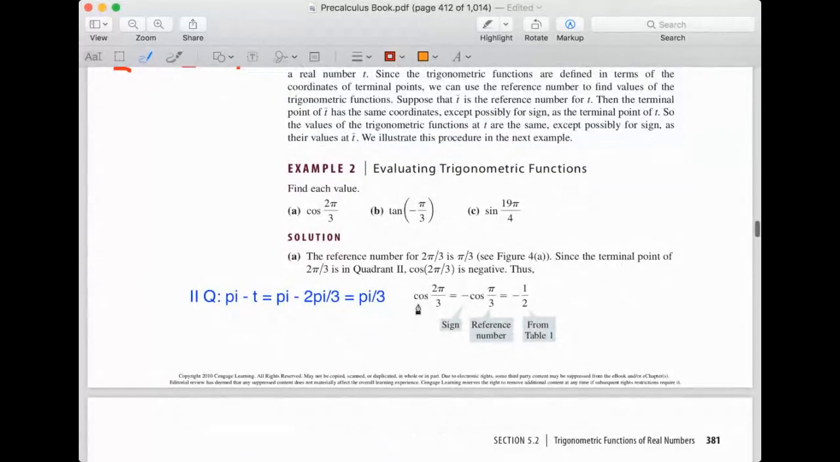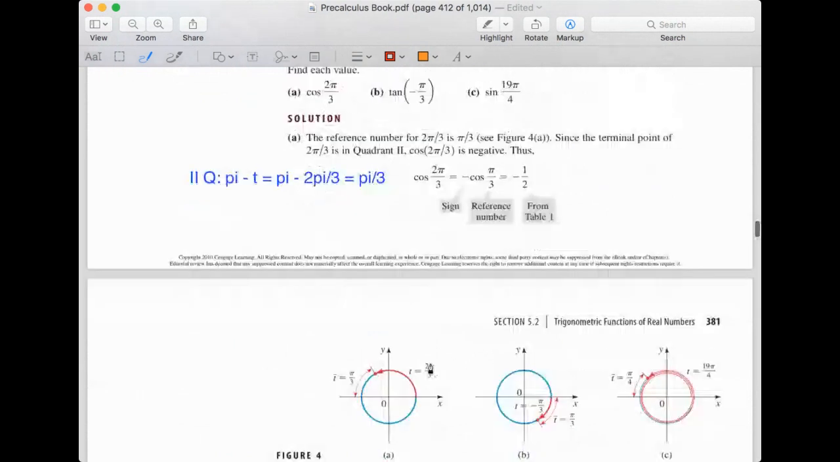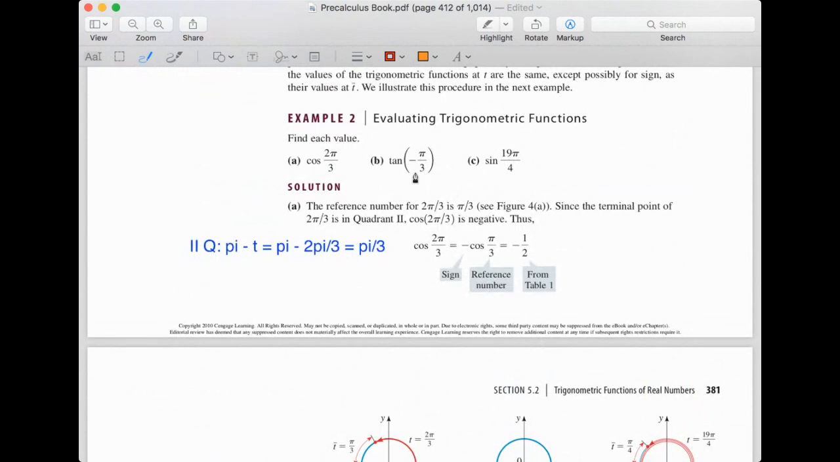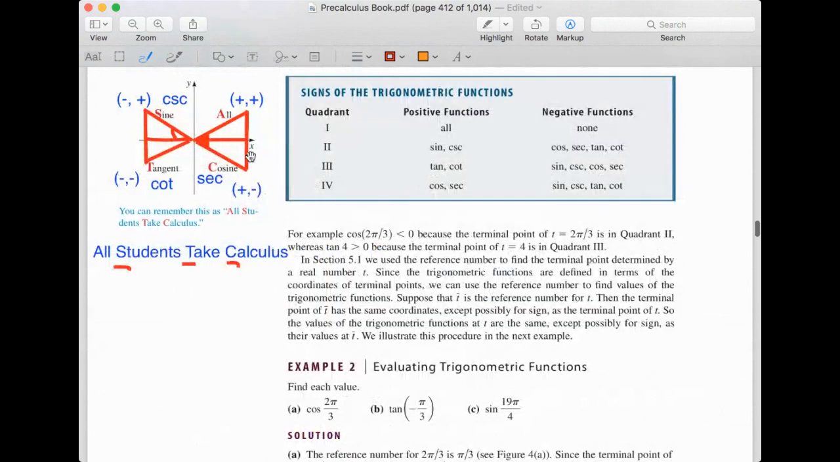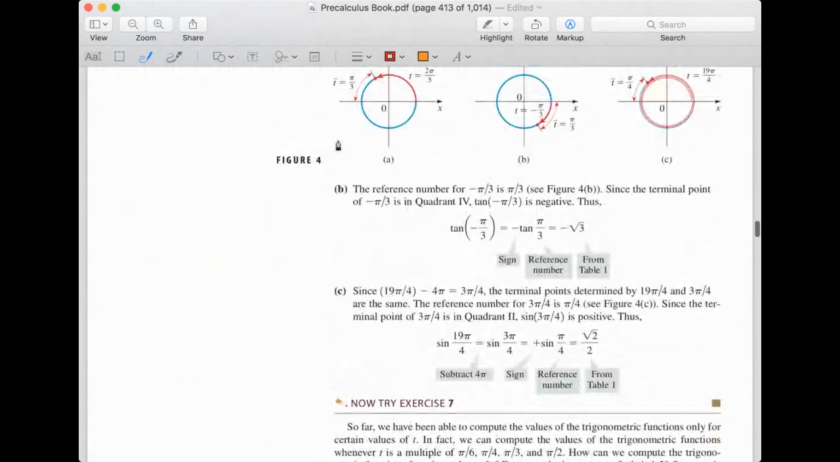So we get cosine of 2 pi over 3 equals negative half. Or the second one, tangent of negative pi over 3. Now this angle is measured as negative, so that means this angle is in the fourth quadrant. In the fourth quadrant, tangent is negative, right? Tangent is negative. So negative pi over 3 is in the fourth quadrant.